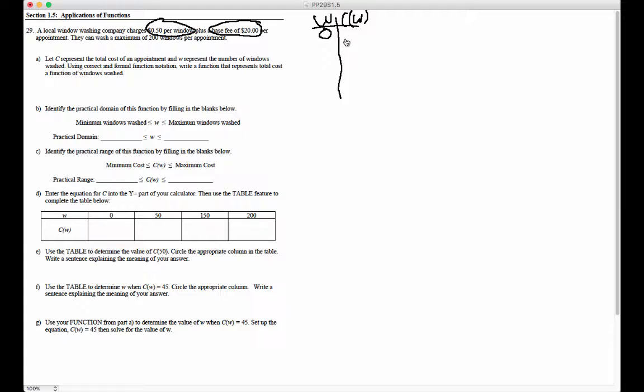So if we wash 0 windows, well, then what do we know? We know that it costs us $20, right? If we wash 1 window, then that's going to be 50 cents times the 1 window plus the $20 to get to my house. So it's going to cost me a total of $20.50. If I have them wash 2 windows for me, then that's going to be 50 cents times the 2 windows plus the base fee of 20, which is going to be equal to $21.